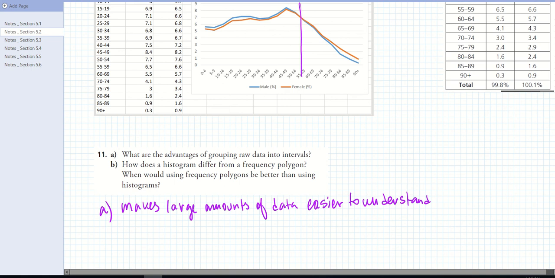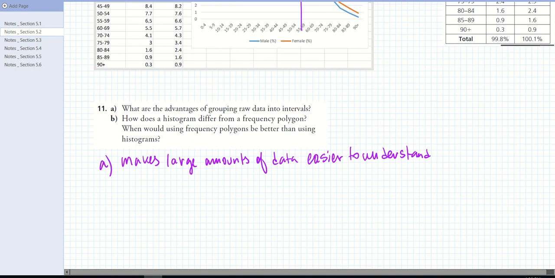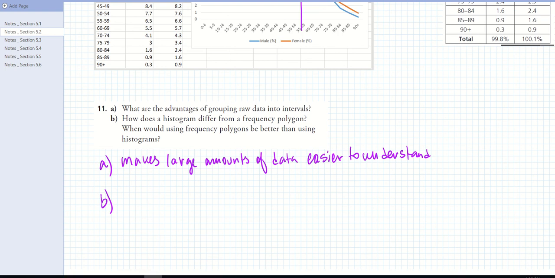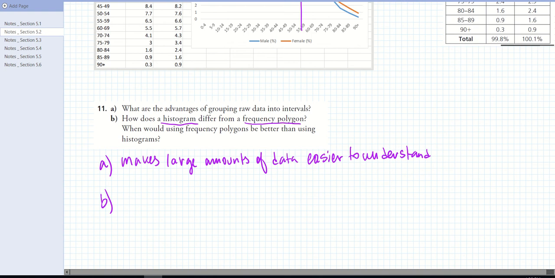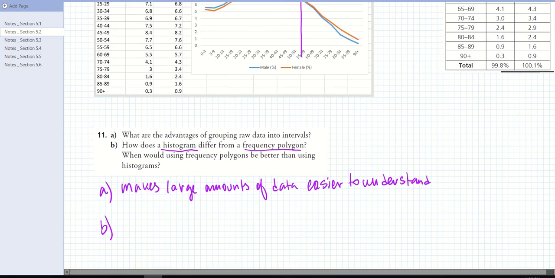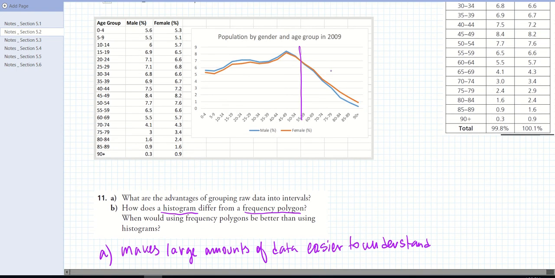And part B says, how does a histogram differ from a frequency polygon? So remember, a histogram is kind of like a bar graph. Basically, the only difference between a histogram and a bar graph is that histograms are continuous while bar graphs are just categories. But the question asks not for the difference between a histogram and a bar graph. It's asking us how a histogram differs from a frequency polygon. So a frequency polygon is a line graph which connects the middle points of a histogram. So for example, this is a line graph right here, which is in this case a frequency polygon.